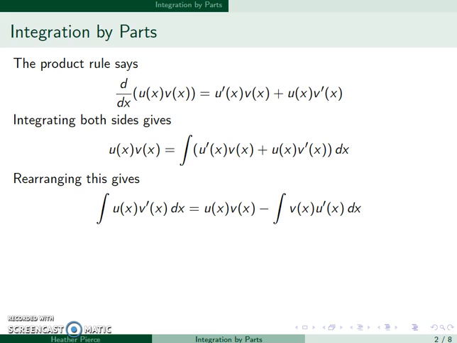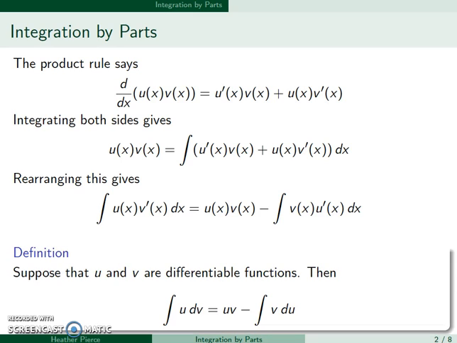And then we can rearrange that to get that the integral of uv' dx is uv minus the integral of vu'. So this is the idea behind integration by parts. We're going to have an integral that has a product. One will be u, the other part of that product will be dv, and then we'll be able to find the integral by evaluating uv minus the integral of v du.